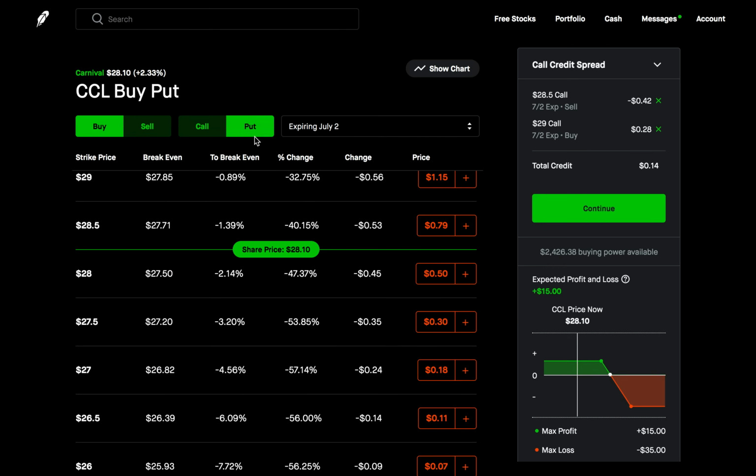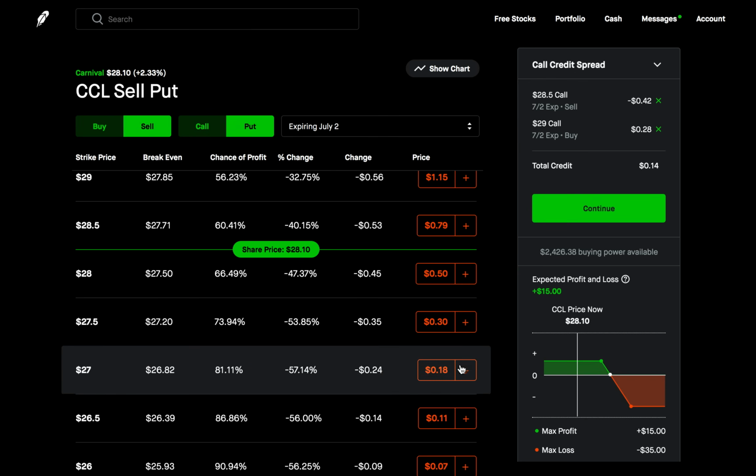So here's what we do. Ultimately, you're going to want to determine what price you really do think the stock will go under by the expiration date. Since I'm short-term bearish on Carnival, I should be thinking that it's going to drop in price from where it's currently at. And I want to determine what price I think it will be under by on that expiration date. So by July 2nd, let's say I think Carnival will fall to $27 or below.